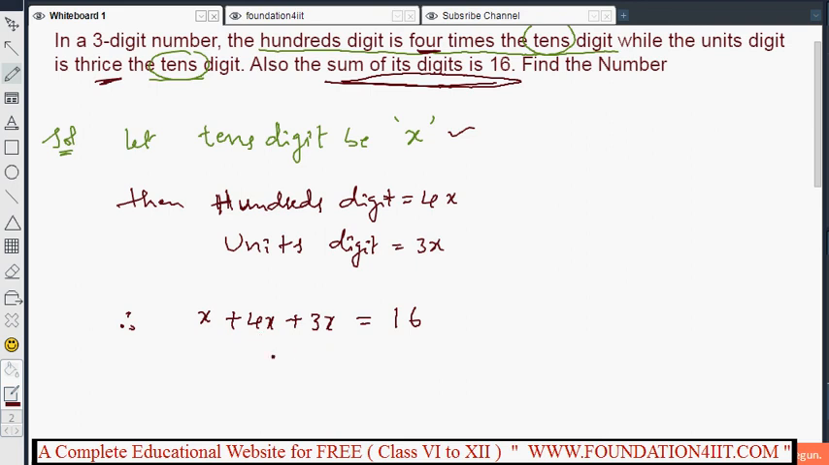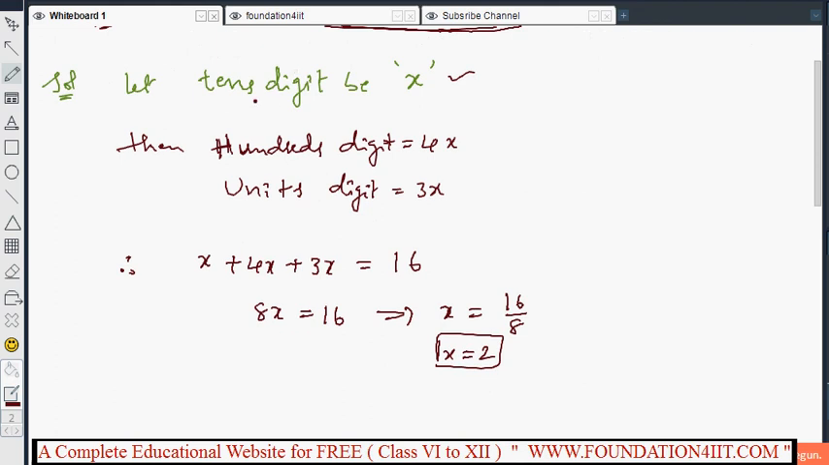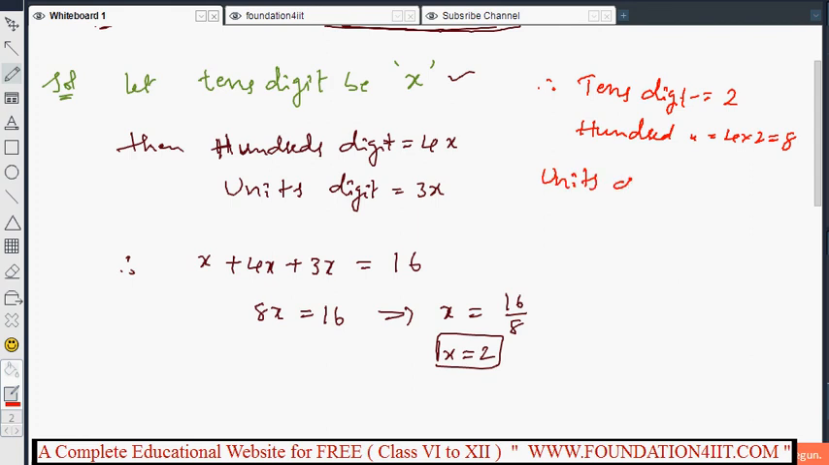Now this is 5 plus 3, 8x is equal to 16. So x is equal to 16 by 8. So x is equal to 2. Now we got 2, and 2 is the tens place. Therefore, the tens digit is equal to 2. Then the hundreds digit is equal to 4x, so 4 into 2 is equal to 8. And the units digit is equal to 3x, that is 3 into 2, which is equal to 6.